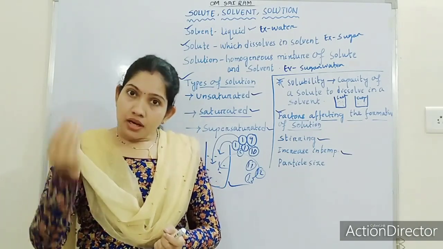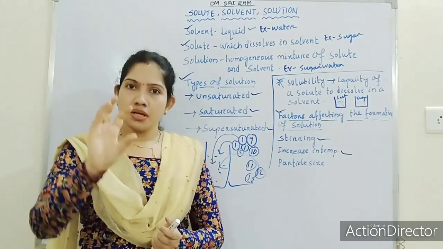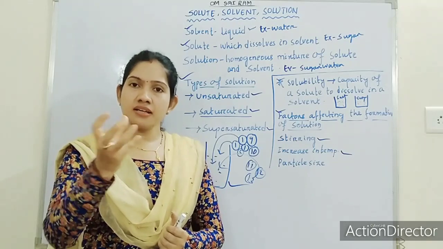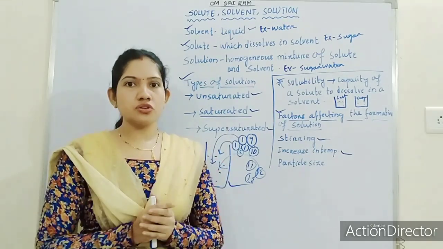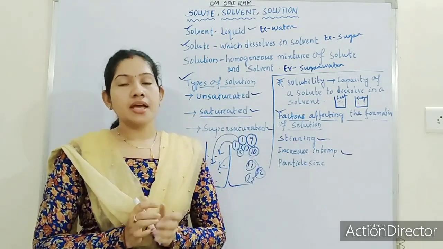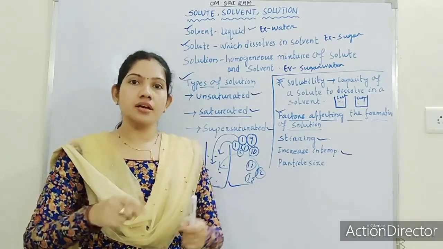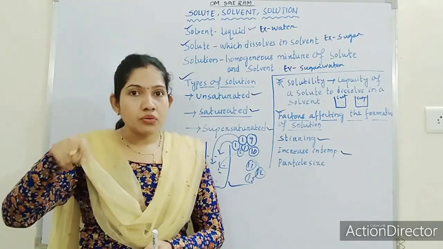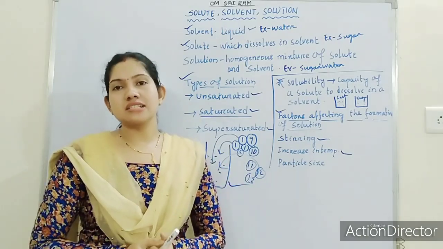And again, you make that sugar into powder form. Grind that sugar, ground sugar or powdered sugar you take. Okay, take 2 glasses of water. In the first glass you add the crystal sugar, and in the second glass you add the powdered sugar and stir it. You can notice that the powdered sugar will dissolve faster than the crystal sugar.